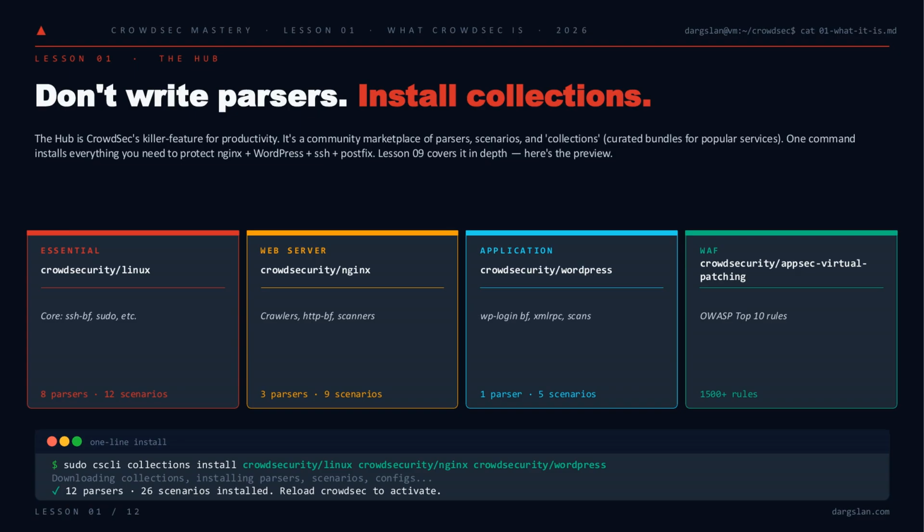Collections bundle the parsers, scenarios, and configs for a specific service. One cscli command pulls down Linux essentials, Nginx, WordPress, and a WAF with 1,500 OWASP rules, 12 parsers, and 26 scenarios installed and ready. Lesson 9 goes deep on this. For now, just remember, don't reinvent detection, install it.